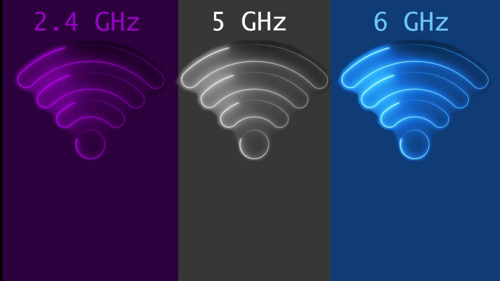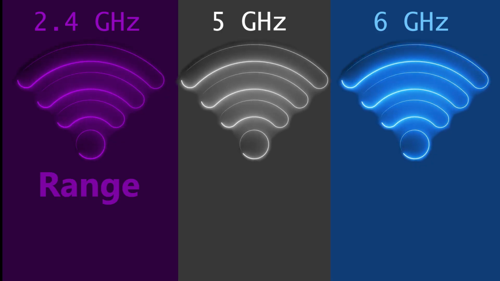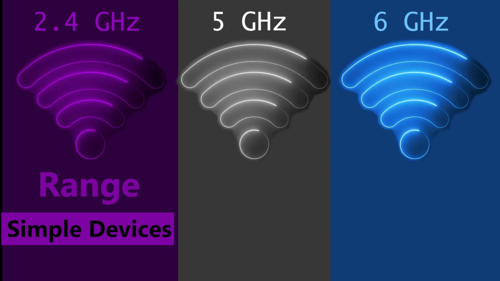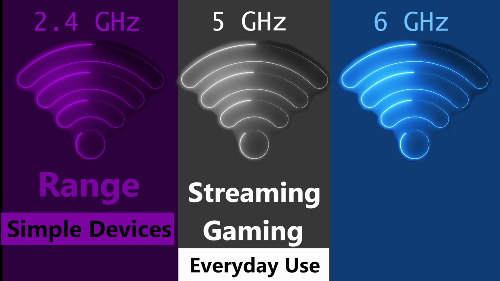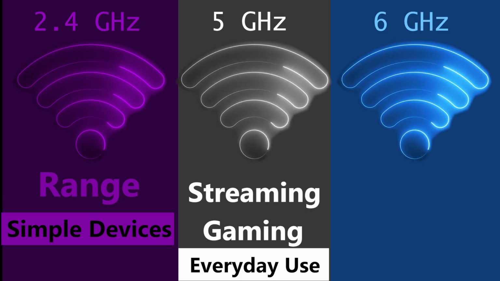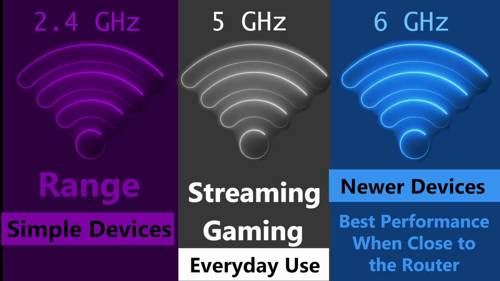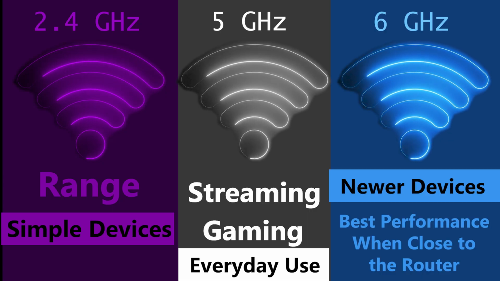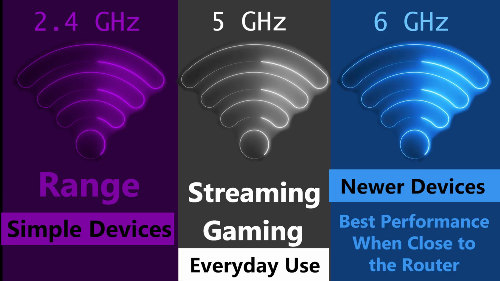So what's the takeaway? Each band has its role. Use 2.4 GHz for range and simple devices. Use 5 GHz for faster everyday use like streaming and gaming. Use 6 GHz if you have newer devices and want the fastest, cleanest connection, ideally when you are in the same room as the router, with minimal walls in between.